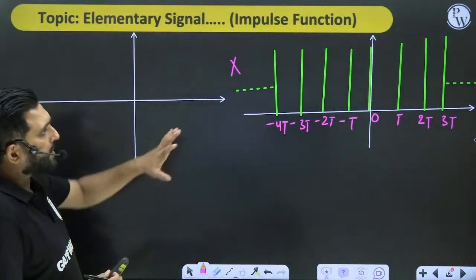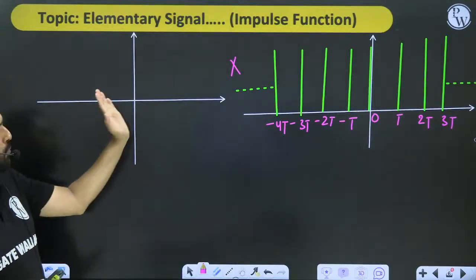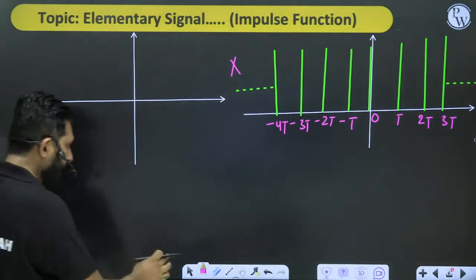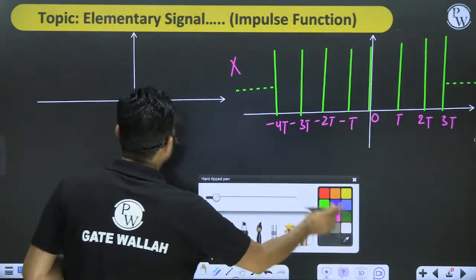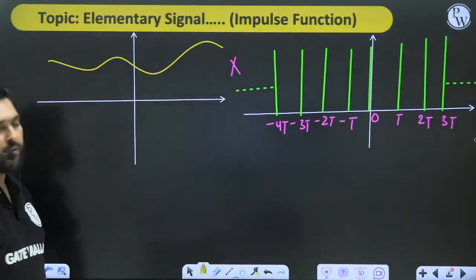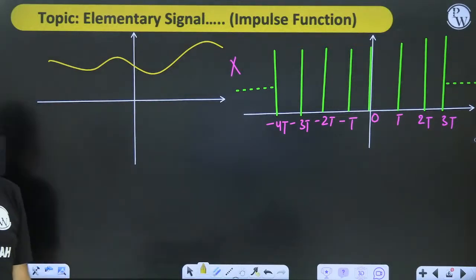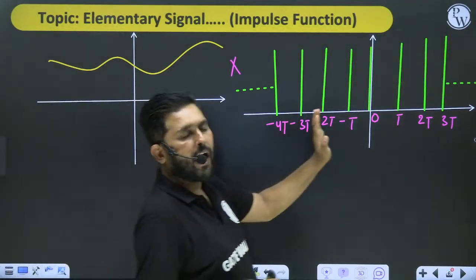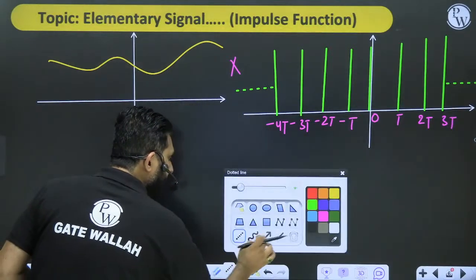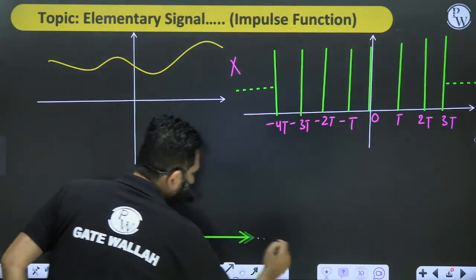Now the point is, see here, what is the result that I will get when you multiply both these functions? Suppose x(t), let me plot x of t. X of t is this one, a general function. What is the result that I will get? I will get a function, surely I will get this result.